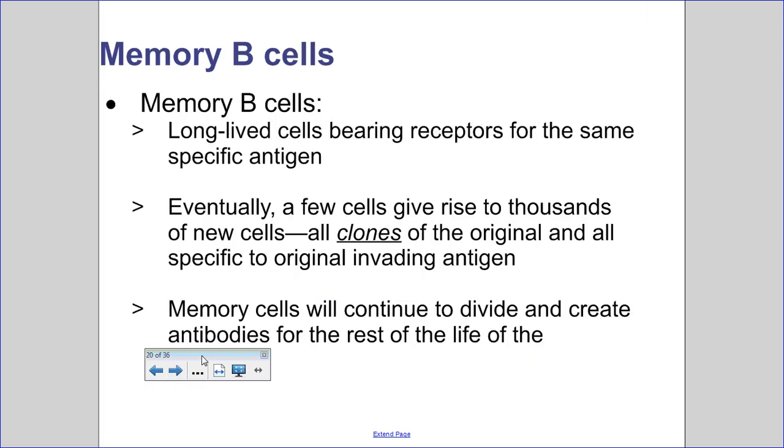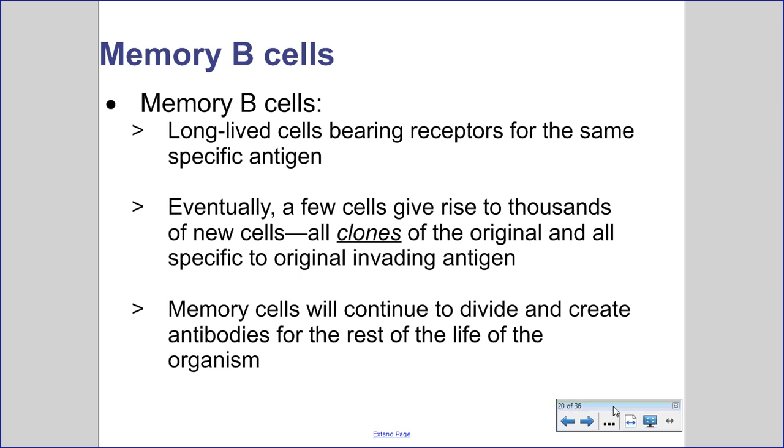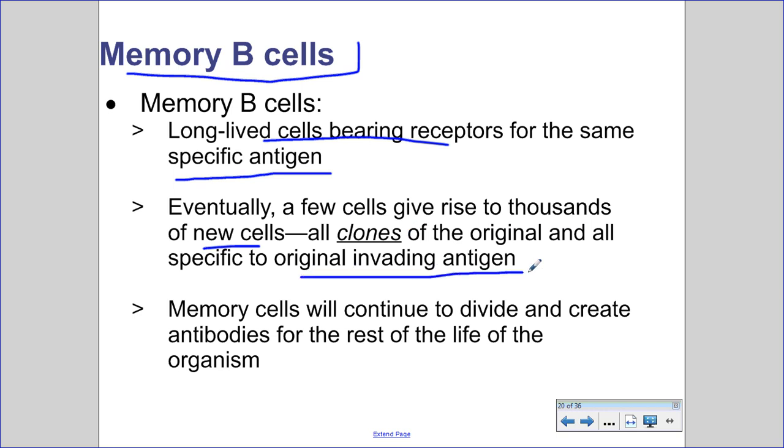So at the end of an infection, when your immune system needs to gear down and not be in full effect, some of these lymphocyte cells, for example some of these plasma cells, will hang around a lot longer. And these plasma cells eventually become what are called memory B cells. Memory B cells are long-lived cells bearing receptors for the same specific antigen. Eventually a few cells will give rise to thousands of new cells, as we talked about in that immune response. They're all clones of the original and all specific to that original invading antigen.